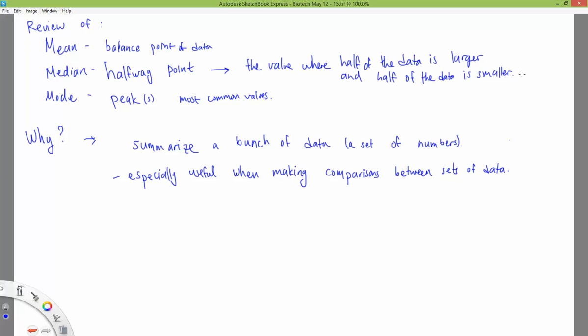Okay, so anyway, the point of these numbers is we're summarizing a bunch of data. It's very useful when making comparisons. The mean is affected by outliers, and sometimes that's good. The median is not affected by outliers.